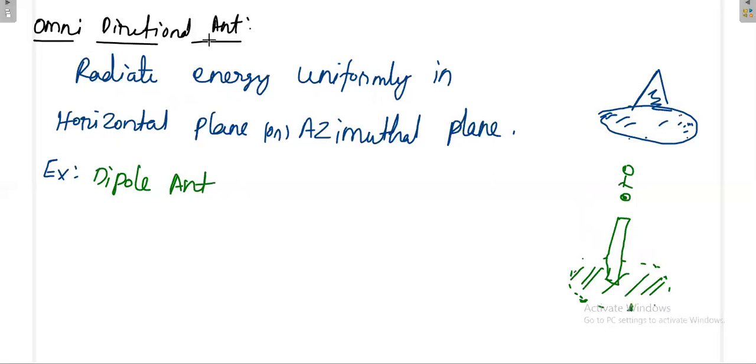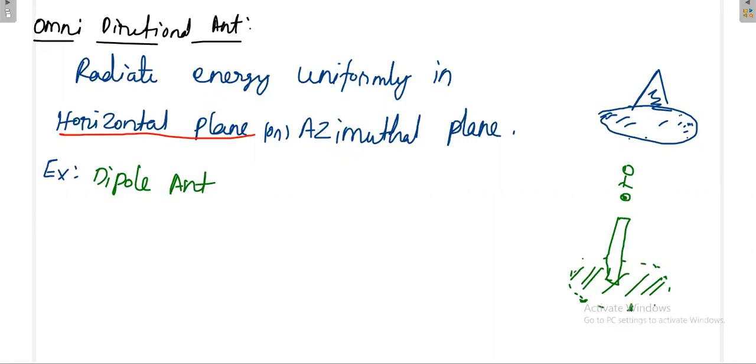Then we have the omnidirectional antenna. If I have an antenna that radiates uniformly in the horizontal plane, because people are present in the horizontal plane, that means it will form a circular radiation pattern in the horizontal plane. That particular antenna is called an omnidirectional antenna. Please note down the difference very clearly: isotropic will radiate uniformly in all directions, but this will radiate uniformly only in the horizontal plane. In all other planes, we do not know what the nature of the pattern is.